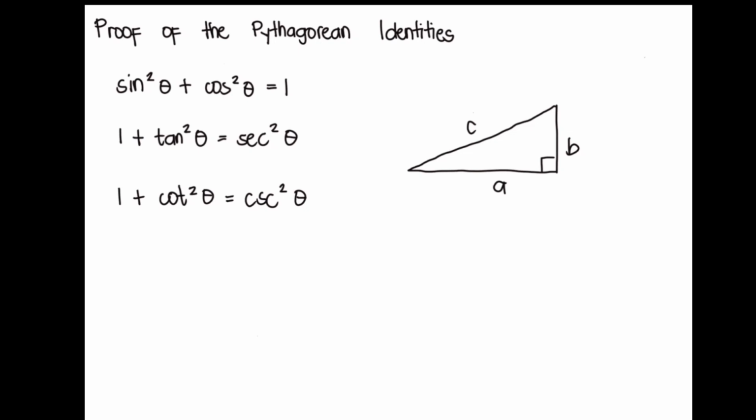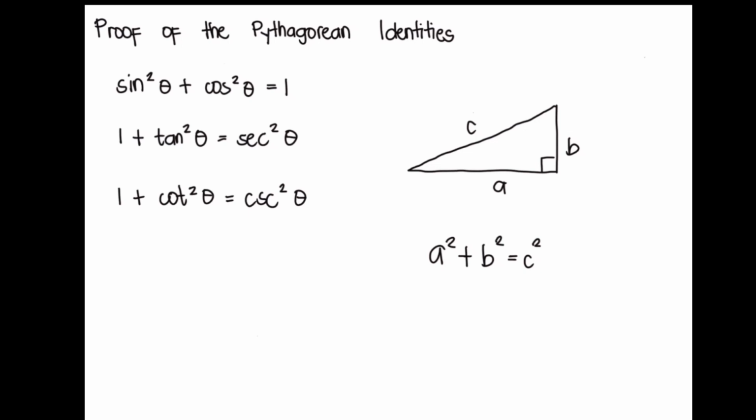Why are they called Pythagorean identities? Well, think of a right triangle and think of the Pythagorean theorem. We have a squared plus b squared equals c squared. If you look at all of these, they have the same sort of form if you realize that 1 squared is equal to 1. So that's why they're called the Pythagorean identities. Now, on to proving them. We're going to prove them one at a time with this right triangle right here. Keep in mind the Pythagorean theorem, we will use it.